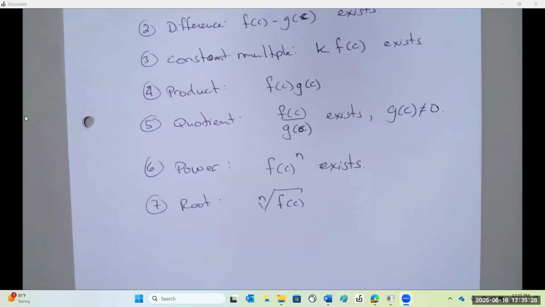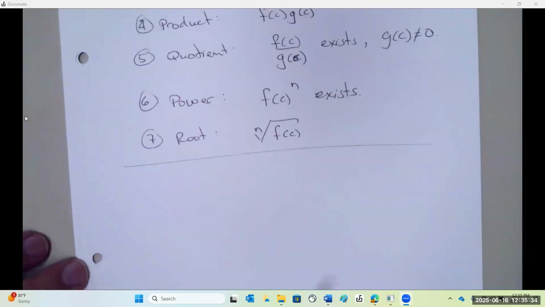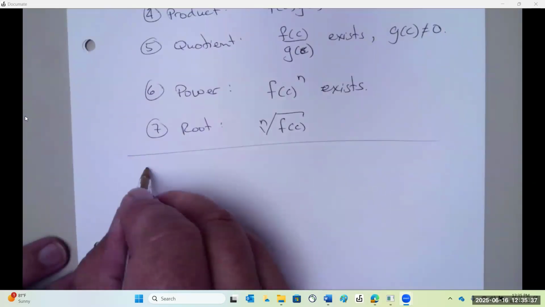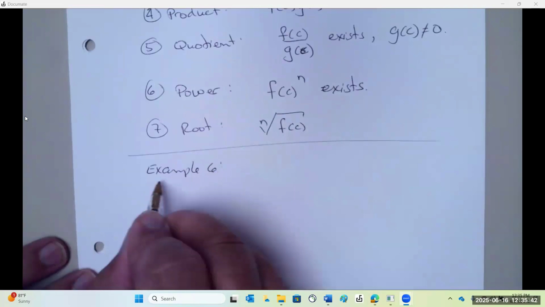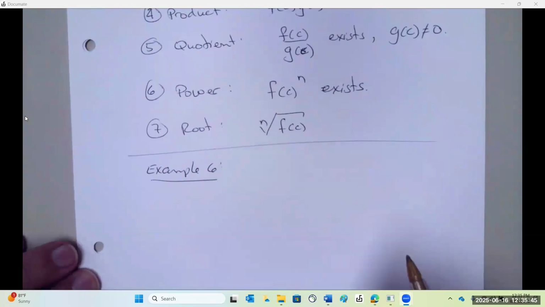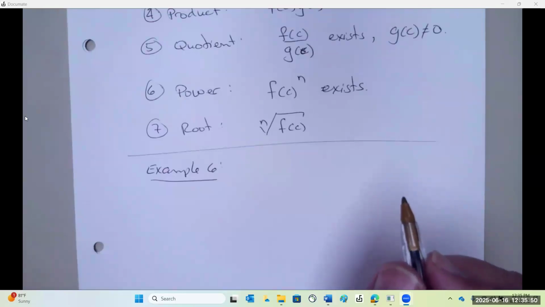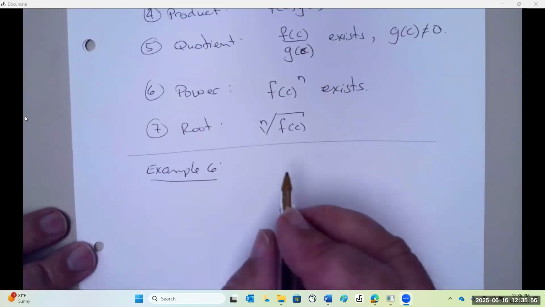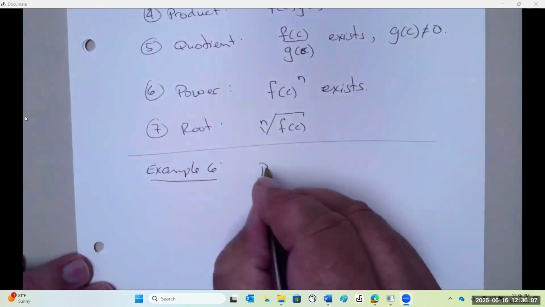Let's see, is there an example? This is actually a rule that every polynomial is continuous. Think of it. Every polynomial is continuous. What is a polynomial?